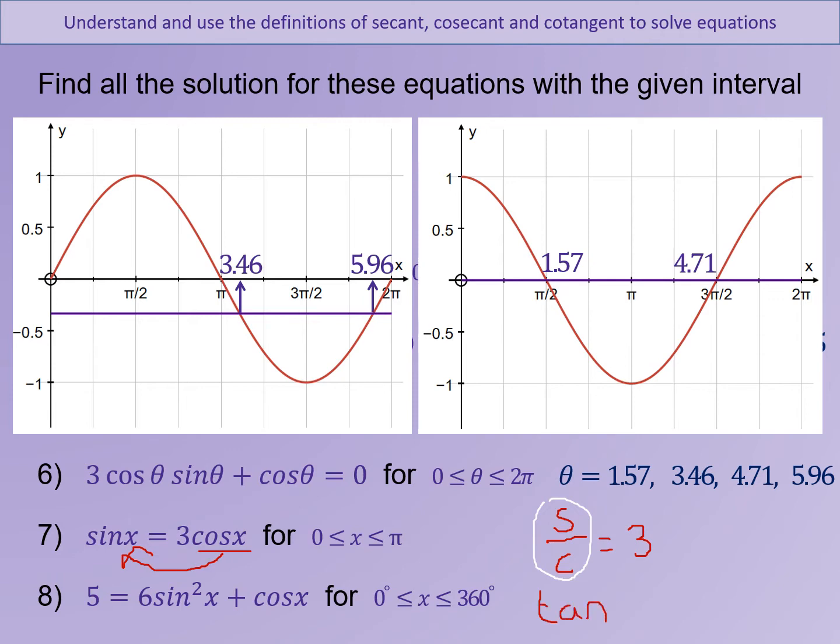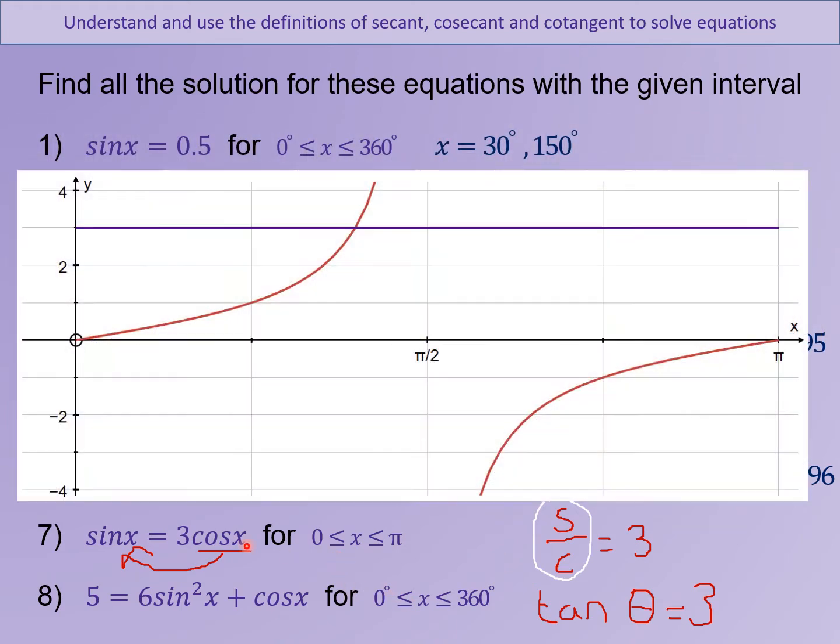So what I can do is replace it with tan theta equals 3. And so what I end up with is something I could work with on the tan graph. So there we go. There's my tan graph, because it's tan theta equals 3. So I'm going to get a solution just there, 1.25. And if I look across, I don't have any other solutions. So this answer just here is going to be just 1.25.